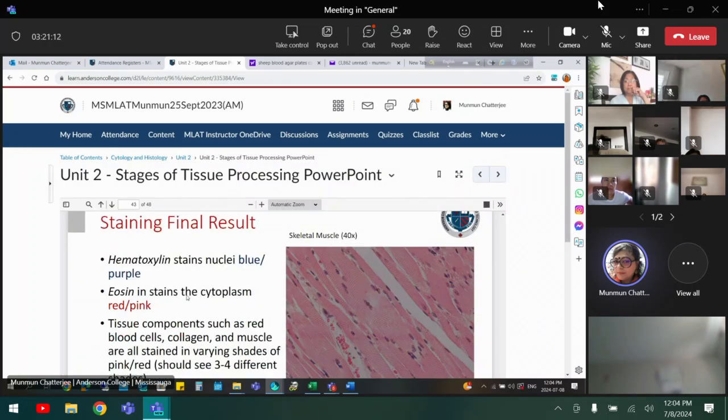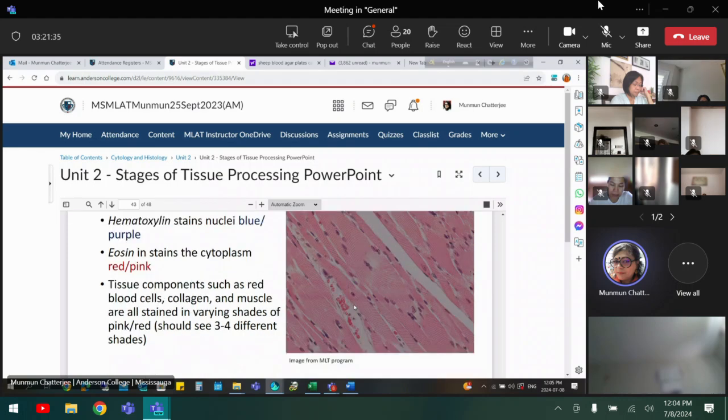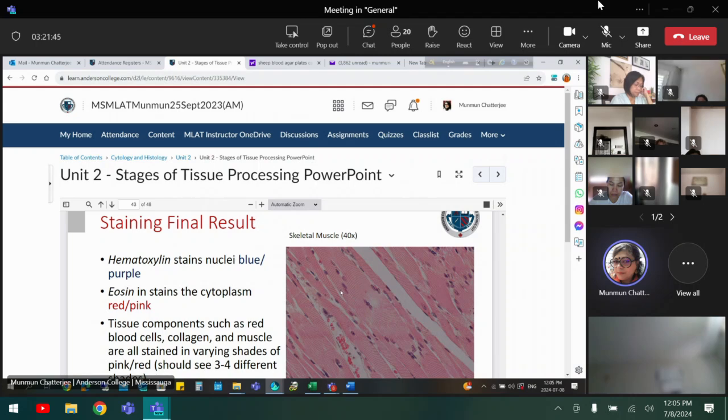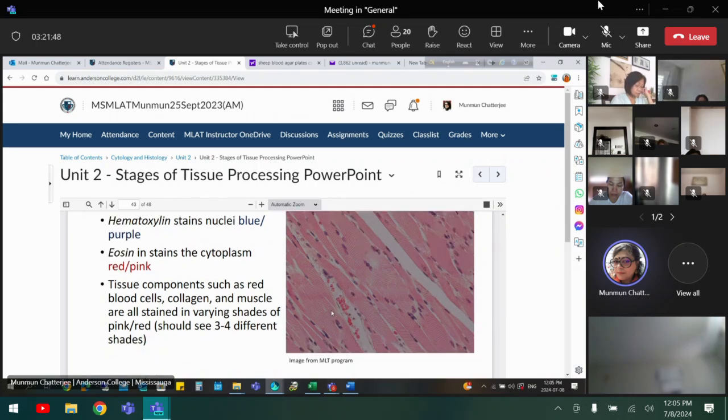Staining: hematoxylin stains nuclei blue and cytoplasm pink or red. So these are the nuclei. This question comes up: H and E stains. The hematoxylin, or H, stains the nucleus blue, whereas the eosin stains the cytoplasm pink or reddish pink. Tissue components such as red blood cells, collagen, and muscles are all stained in varying shades of pink. So it depends upon different types of shades of pink.